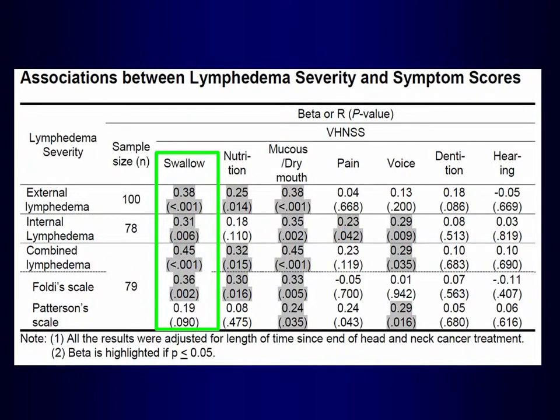With the original study that we had done, I've got to keep my studies straight in my mind. This was the original study that was done. This was a cross-sectional analysis looking at swallowing and the correlation between external lymphedema, internal lymphedema, and combined. Combined lymphedema means both internal and external. And what you can see is a very strong correlation between the presence of lymphedema and swallow dysfunction.